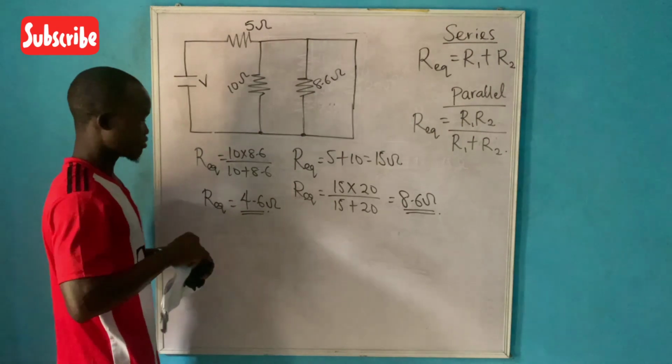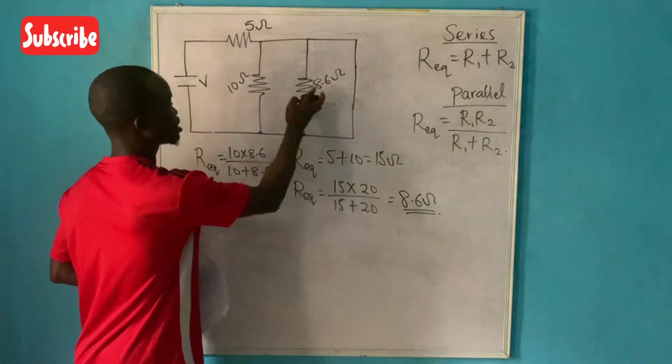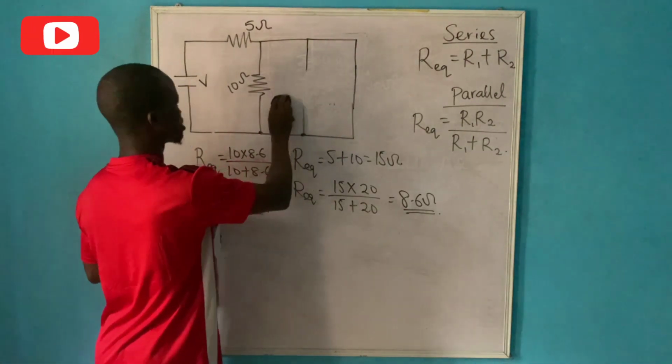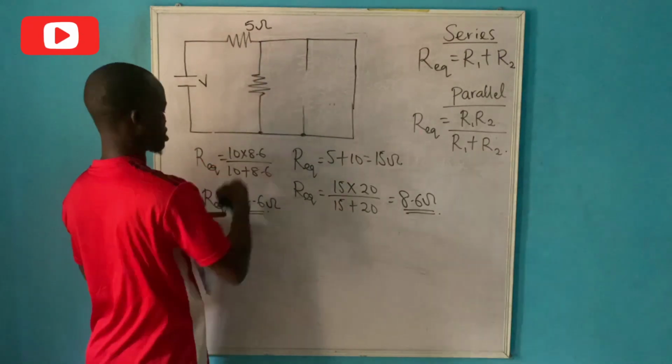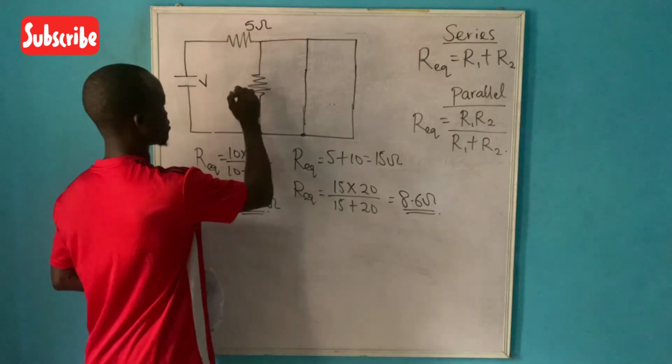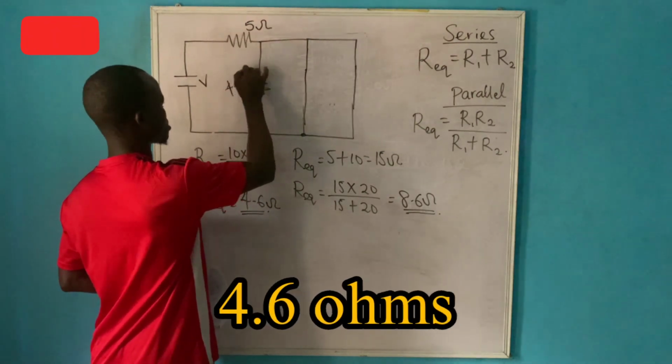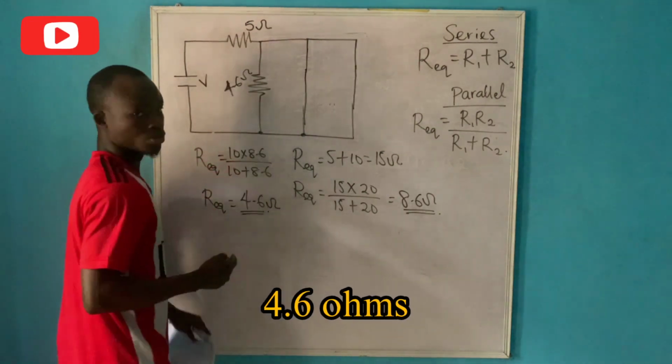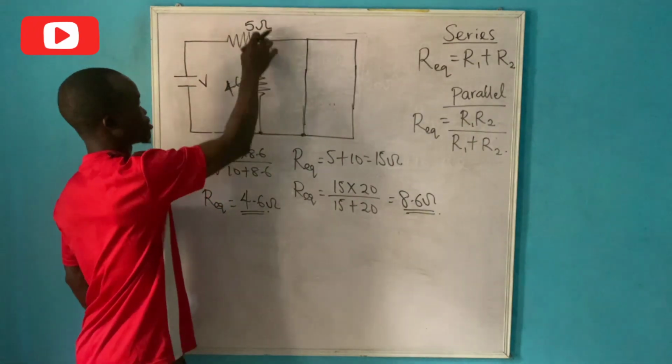So that is the equivalence of the two. So now we can clean this and we combine these two together. We clean this and we have this to be 4.6 ohms. So now let's consider these two resistors now.